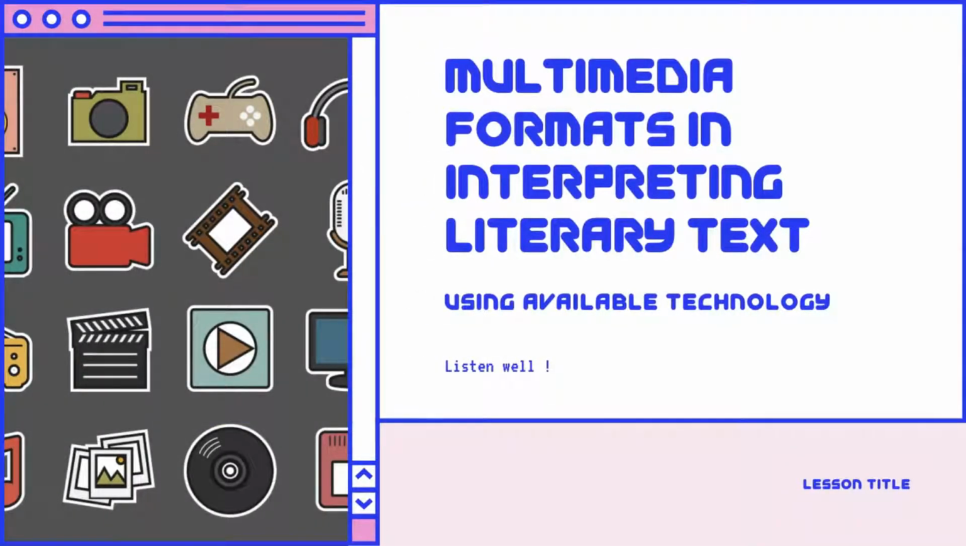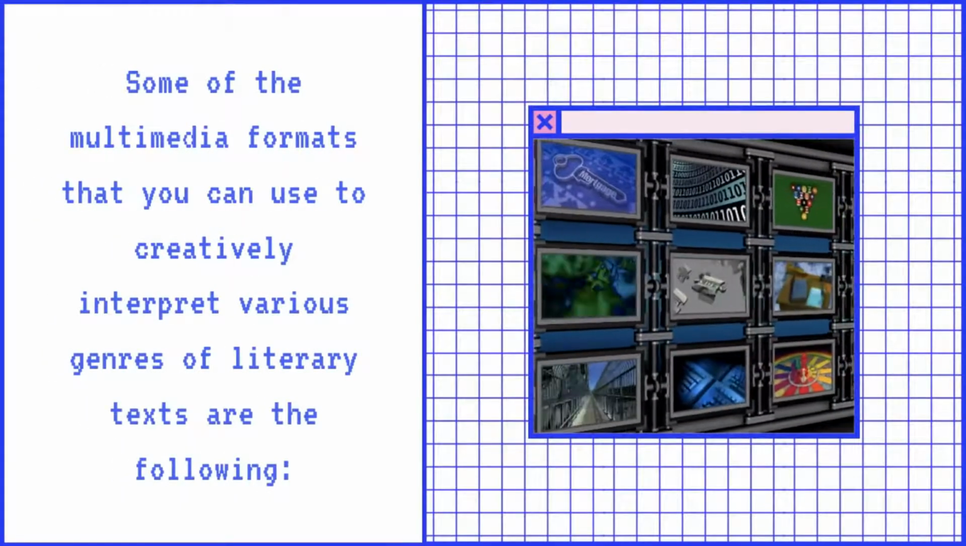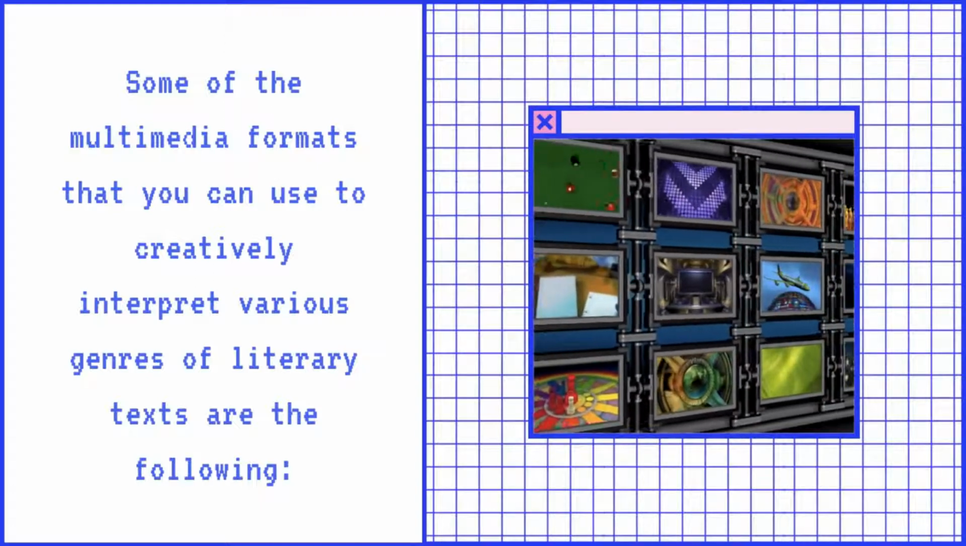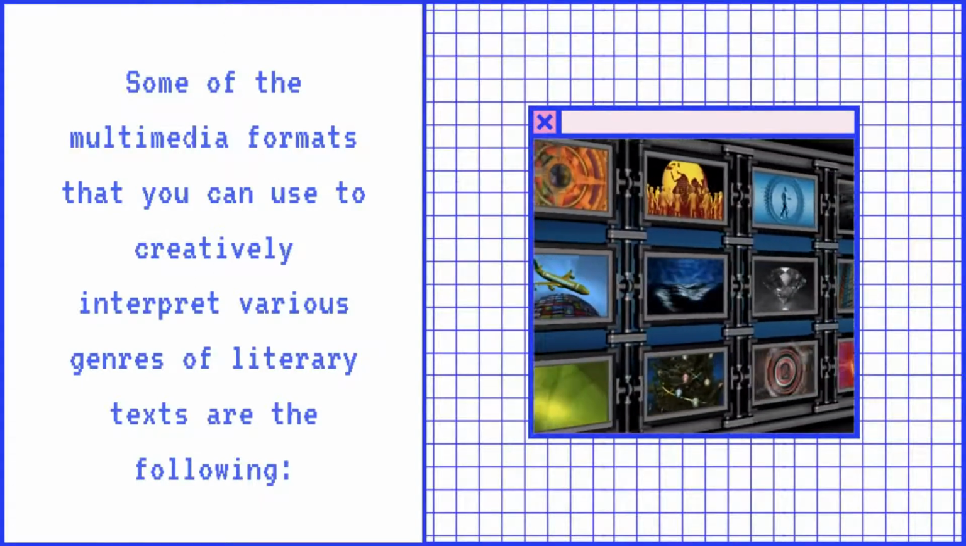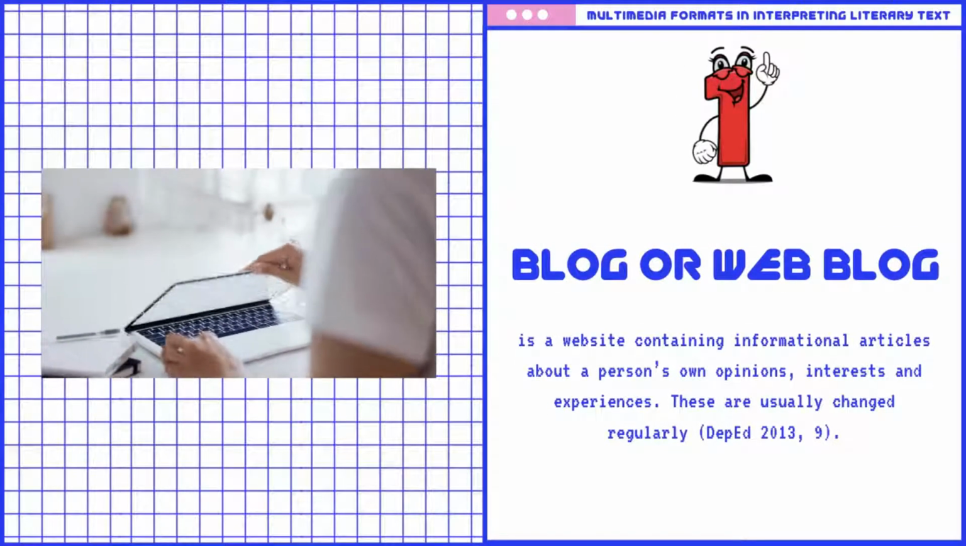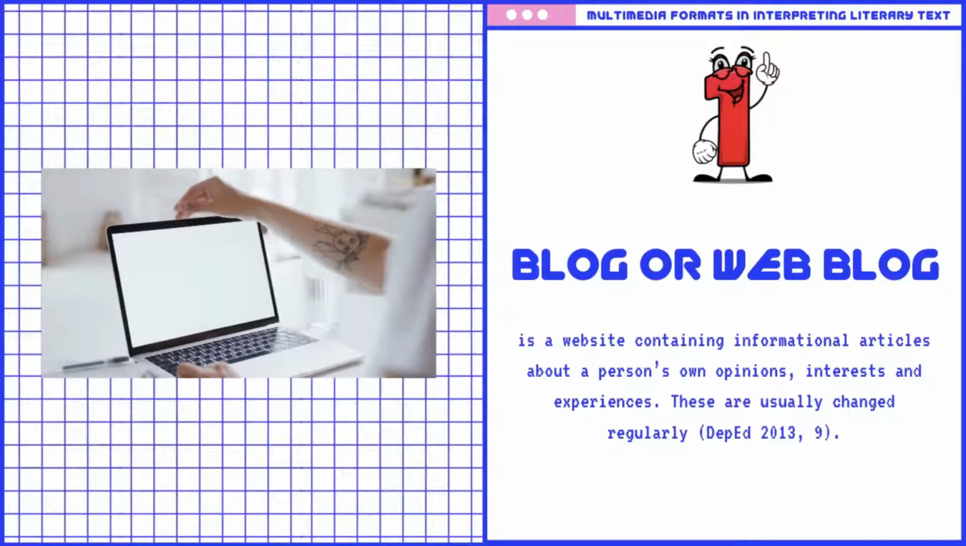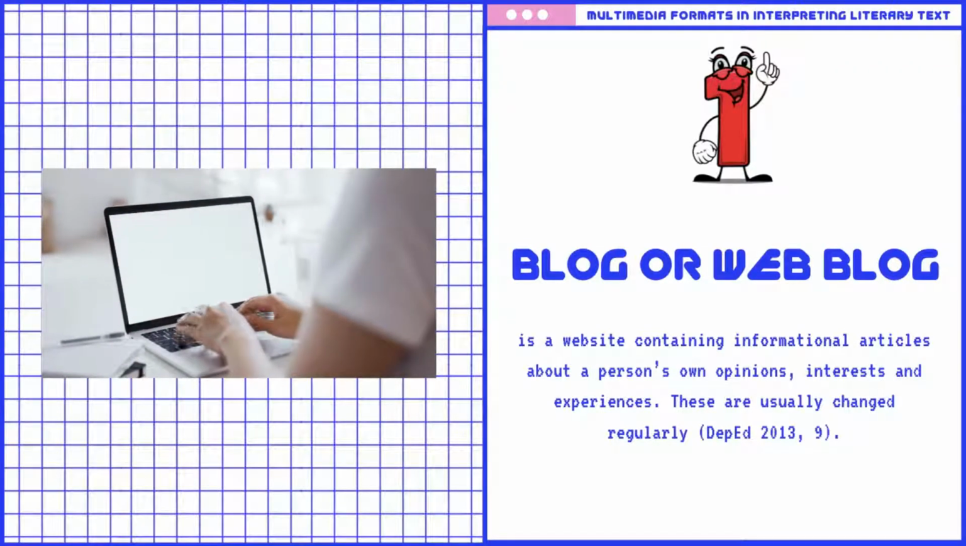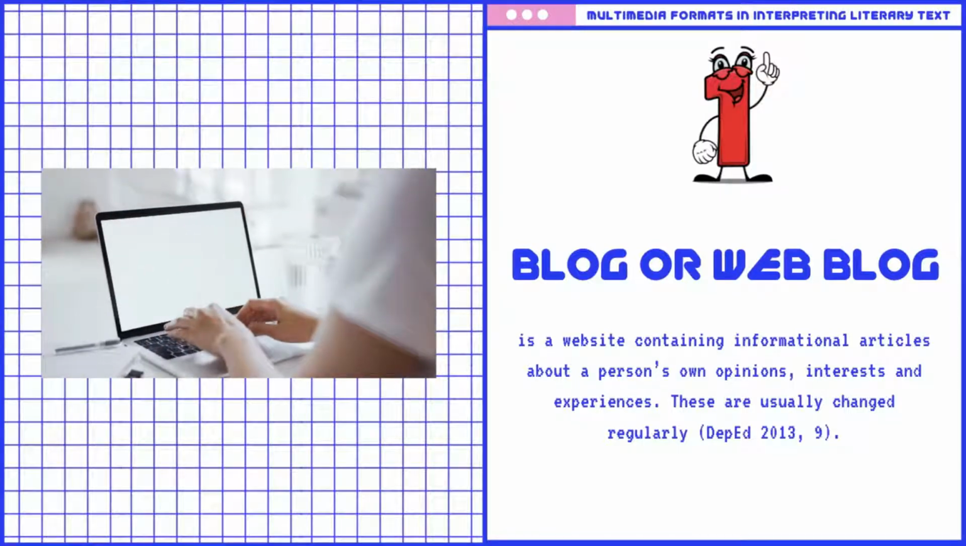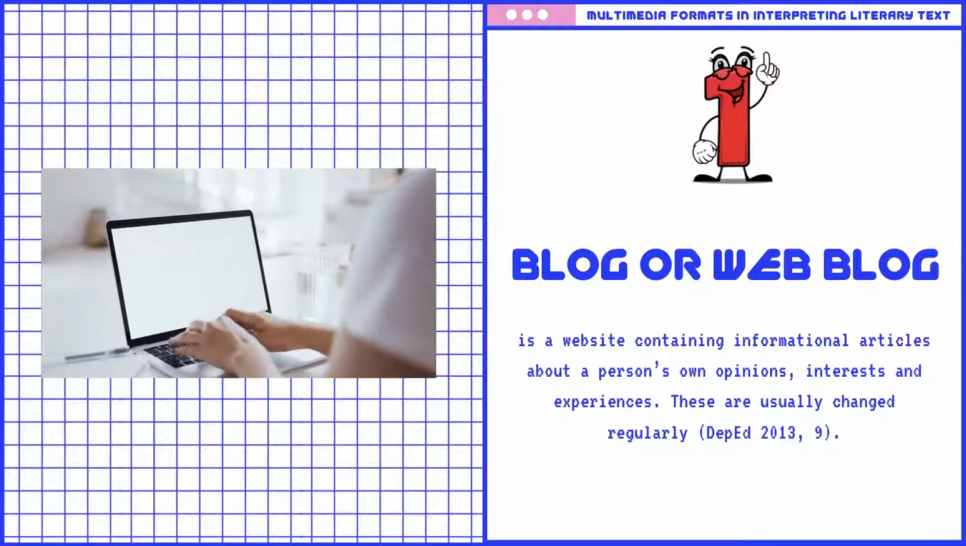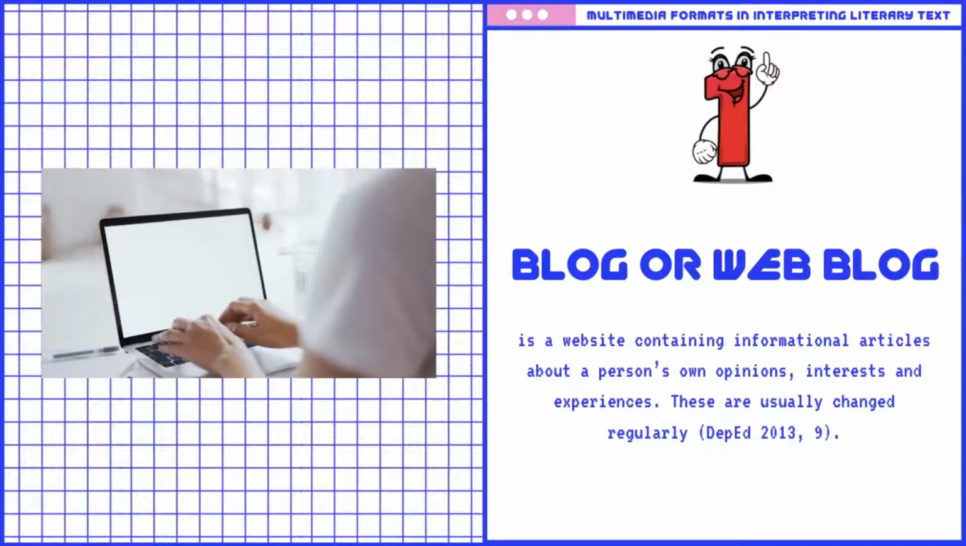Let us now begin. Multimedia formats in interpreting literary text using the commonly available technology. Listen very well. Some of the multimedia formats that you can use to creatively interpret various genres of literary texts are the following. Let's have the first one. We have blog or web blog. It is a website containing informational articles about a person's own opinions, interests, and experiences. These are usually changed regularly.